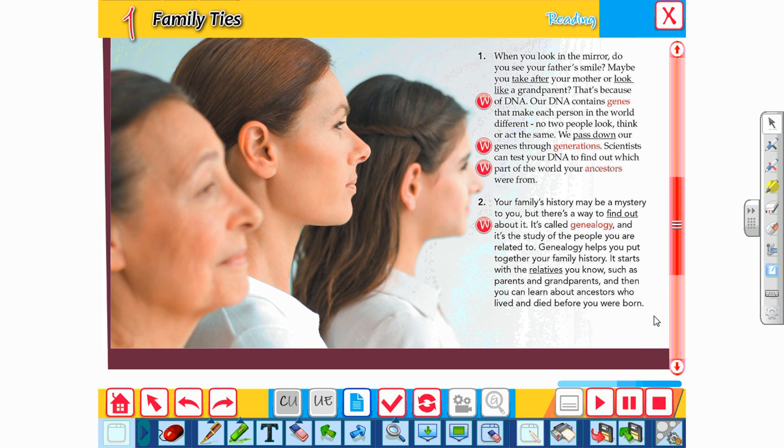This means that if your family's history is unknown, that you don't know about it, how you could learn and discover it. So this means that find out means to learn and discover. How you're going to find out? Through genealogy. Genealogy is the study of a family history. This is going to help you a lot. So you're going to start with your relatives, because you're going to ask them a lot about your parents, grandparents, and maybe you're going to know more about your ancestors.